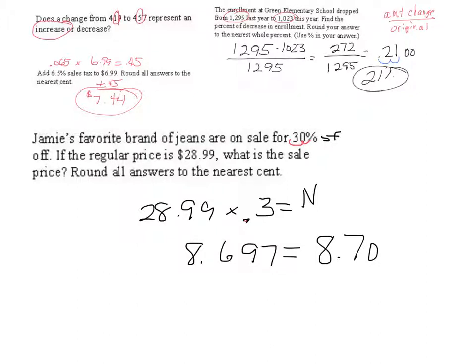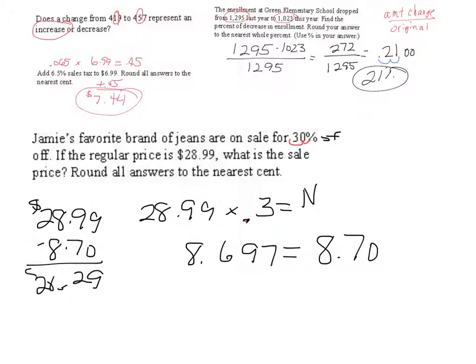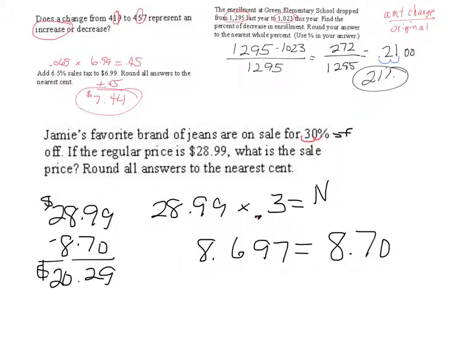So they want to know what the sale price is. We need to take the original and subtract the discount. And we get $20.29. That's a lovely zero. And that would be the final price of her jeans.